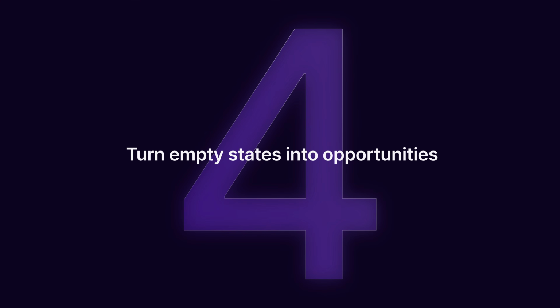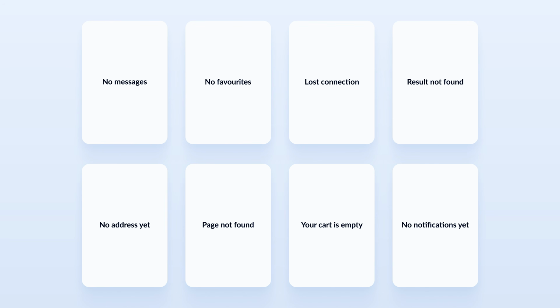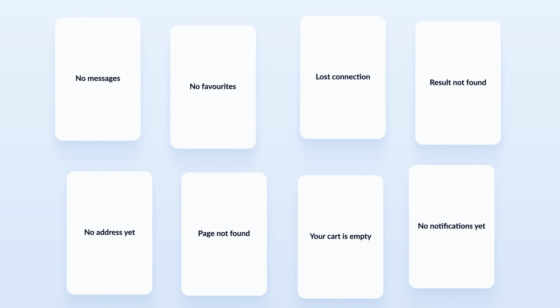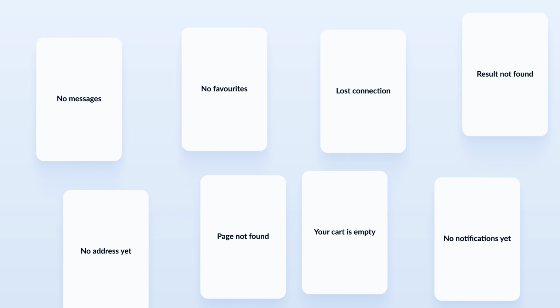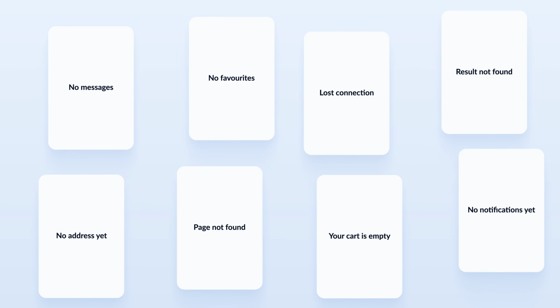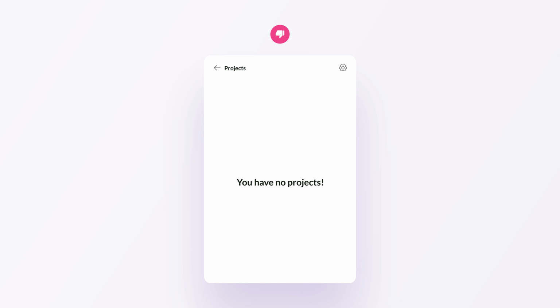Tip number 4, turn empty states into opportunities. When a user encounters an empty state, it's like hitting a roadblock. An empty screen with no guidance or actionable steps can leave them feeling lost and frustrated. It's a missed opportunity to guide and engage users. A bare empty state, such as a screen simply saying you have no projects, fails to provide users with any value or direction. It's a dead end that can make users feel stuck and unsure of what to do next.